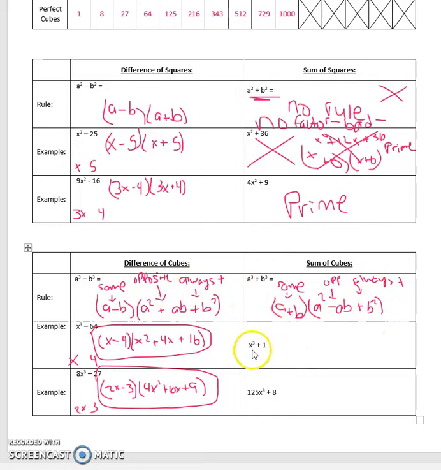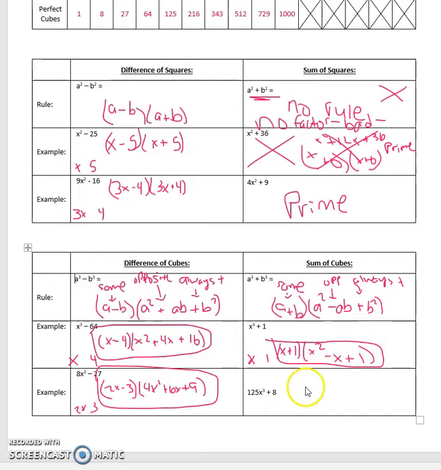Okay, so let's practice this. The cube root of x cubed is going to be x. The cube root of 1 is just going to be 1. Okay, cool. So x plus 1, because it's the same sign, times x squared. Do the opposite, so minus b times a, which is just 1 times x, which is just x. Always positive, b squared. Well, 1 squared is just 1. So that's it. That one was pretty easy.